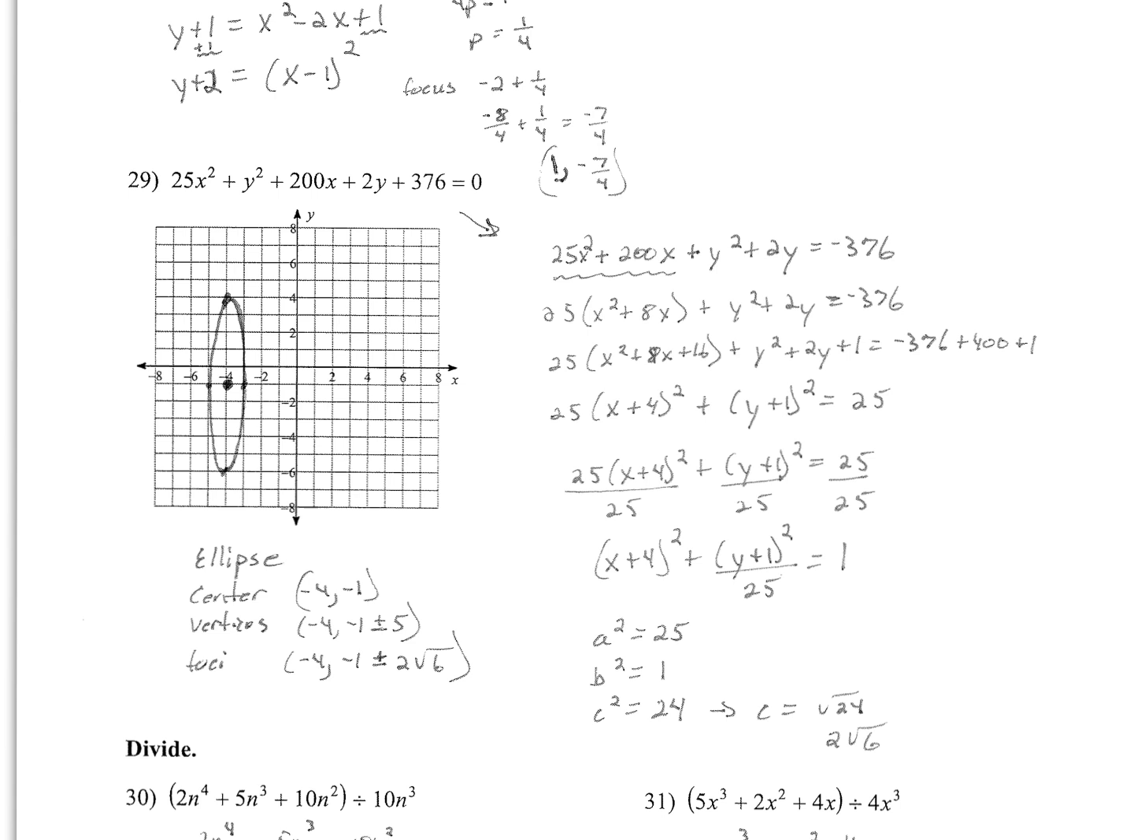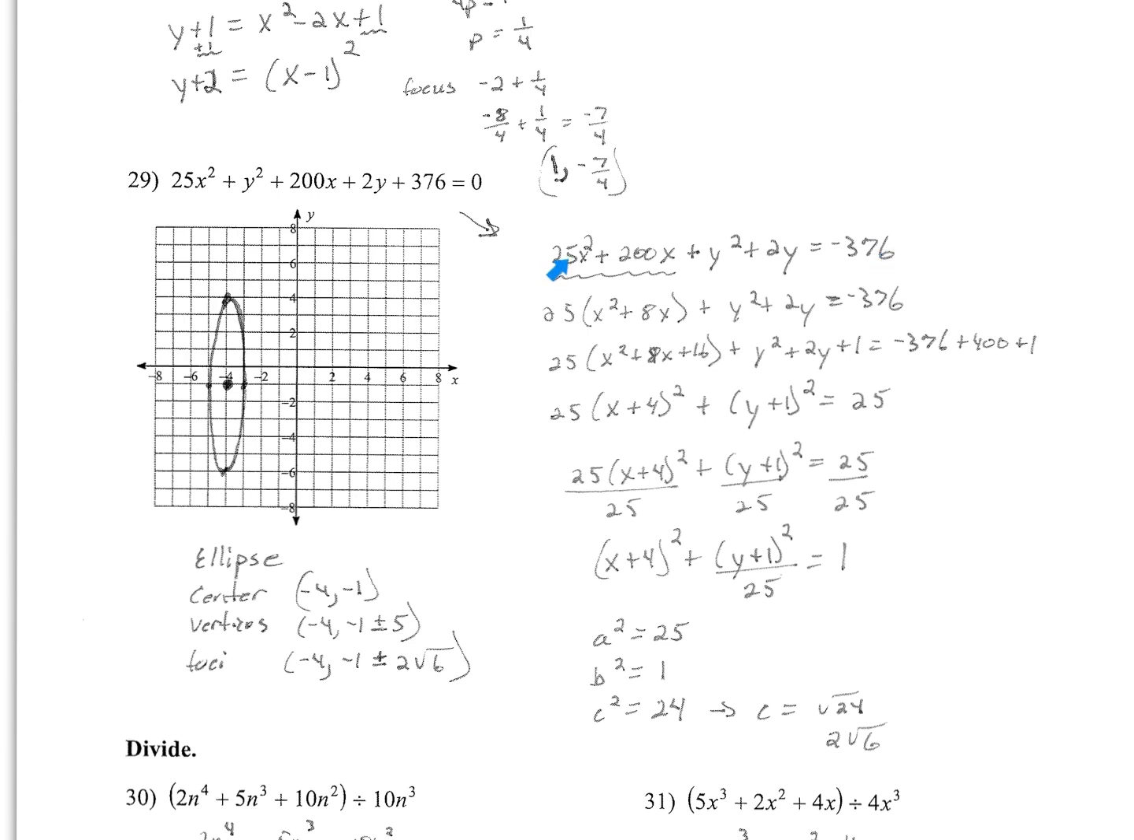All right, let's see. We have 25x squared plus y squared plus 200x plus 2y plus 376 equals 0. So we do have an x squared. The x variable is being squared and the y variable is being squared. They do have different coefficients. We have a 25x squared and a 1y squared. That's how we know we're going to have an ellipse, okay? So I've written out the equation over here, put it in order so that I can work it out.